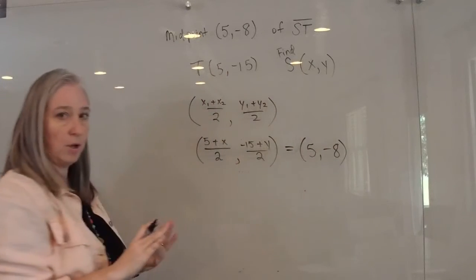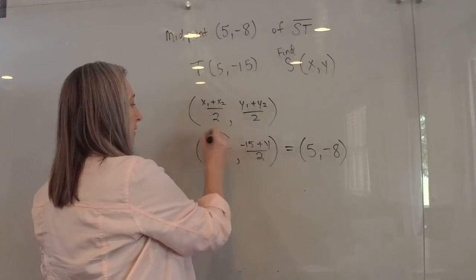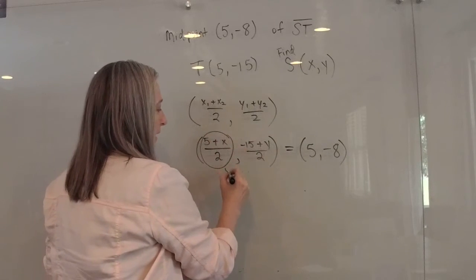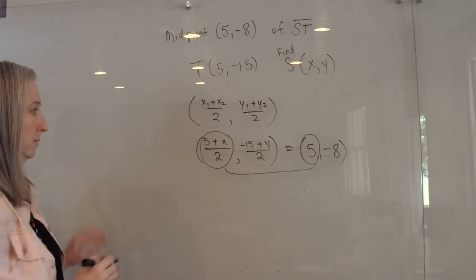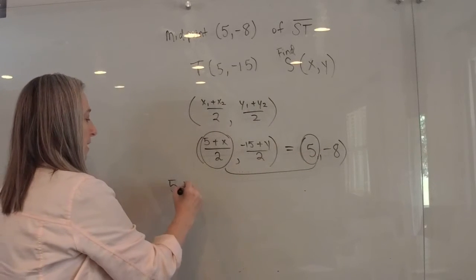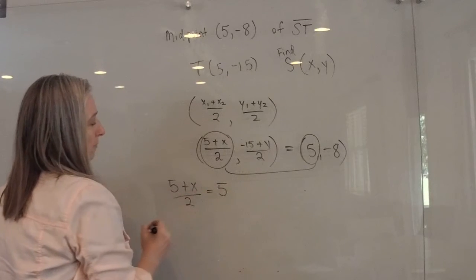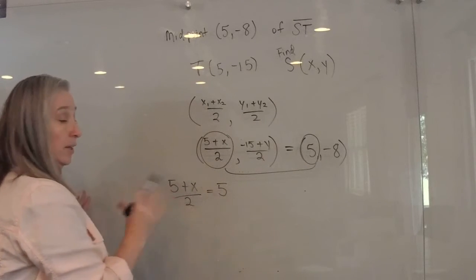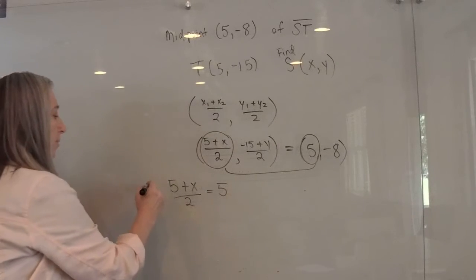So what I'm going to do is solve two different equations, one for x and one for y. I'm going to set the equation that includes x equal to the x value from the midpoint that was given. So I'll have 5 plus x over 2 equals 5. All right, and then I need to solve that. So if I want to get rid of the 2 down here, I need to multiply both sides by 2.